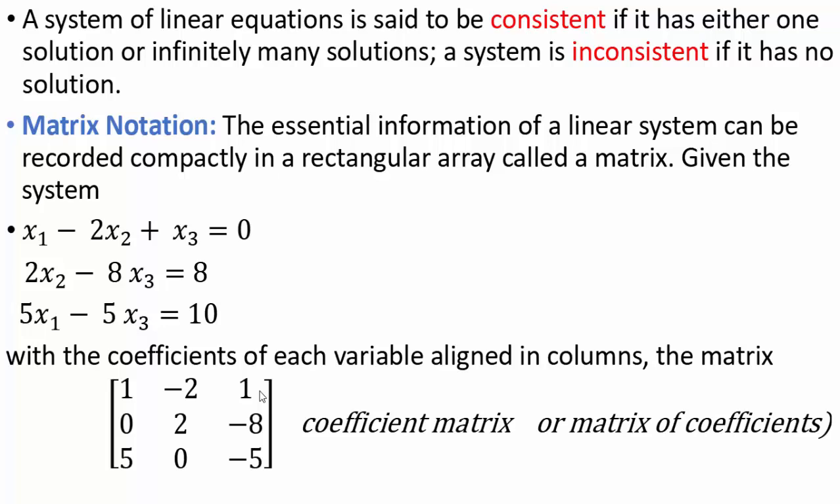And this matrix is called the coefficient matrix, or it is also called the matrix of coefficients. How can we write the coefficient matrix of the system of equations? It can be written by writing the coefficient of the first variable in the first column, the coefficient of the second variable in the second column, the coefficient of the third variable in the third column, and so on.